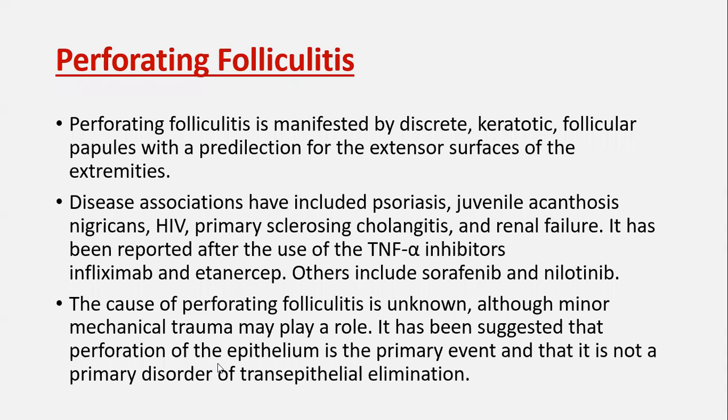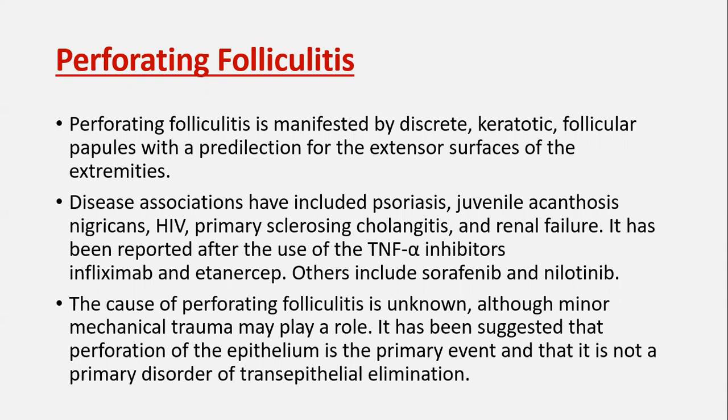Then perforating folliculitis. Again, this is a questionable term nowadays. It manifests as discrete keratotic follicular papules with predilection for extensor surfaces of the extremities. The disease associations include psoriasis, juvenile acanthosis nigricans, HIV, primary sclerosing cholangitis, and renal failure. It has been reported after the use of tumor necrosis factor alpha inhibitors, infliximab and etanercept. Others include sorafenib and nilotinib.